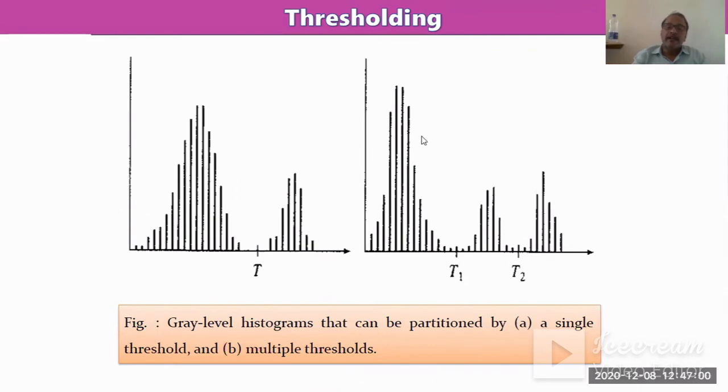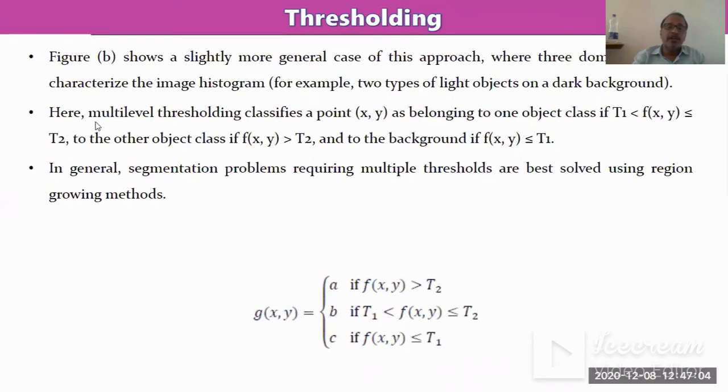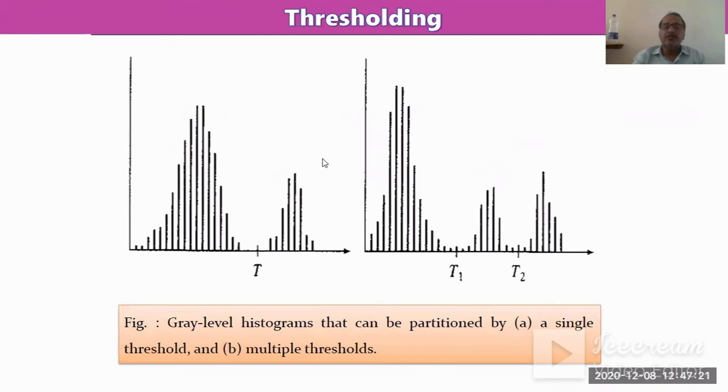So here T1 and T2 are two threshold values. Here multiple thresholds are used, classifying a point (x,y) as belonging to one object which lies between T1 and T2, one object greater than T2, and one object less than T1. Consider this region: all the values which lie in this region are less than T1.